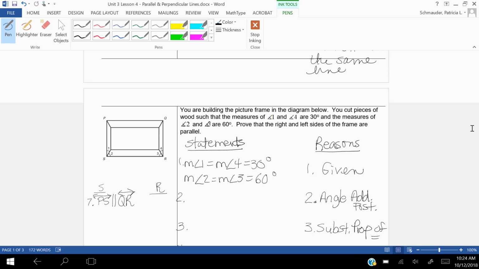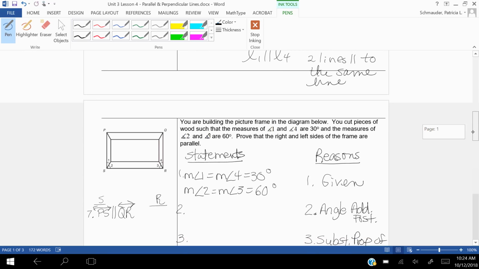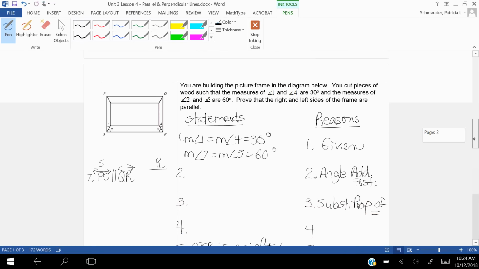You cut pieces of wood such that the measures of angles 1 and 4 are 30 degrees, and the measures of angles 2 and 3 are 60 degrees. Prove that the right and left sides of the frame are parallel. So, I can see that I've got some parallel lines and some perpendicular lines in this frame.